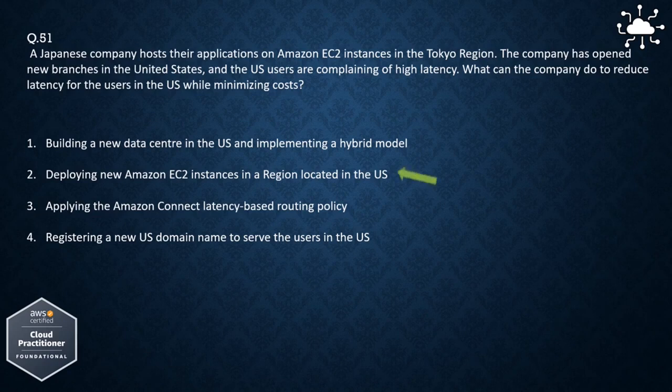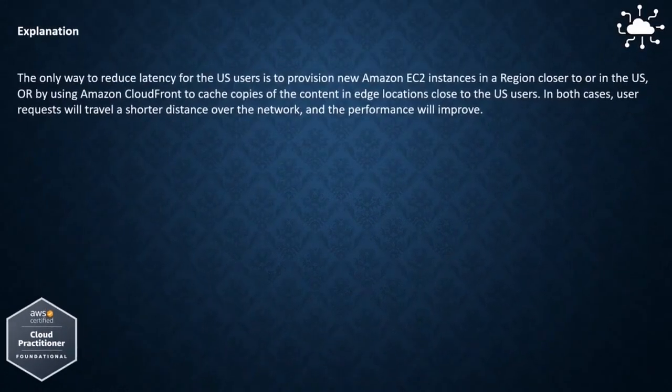The correct answer is deploying new Amazon EC2 instances in a region located in the US. Explanation. The only way to reduce latency for the US users is to provision new Amazon EC2 instances in a region closer to or in the US, or by using Amazon CloudFront to cache copies of the content in edge locations close to the US users. In both cases, user requests will travel a shorter distance over the network, and the performance will improve.